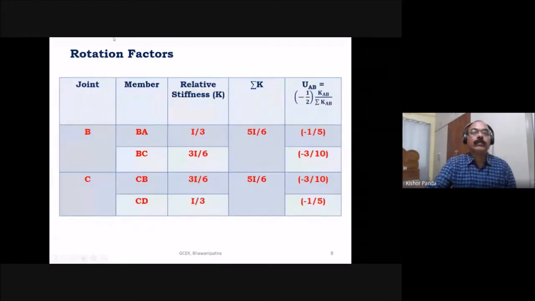Then find the rotation factors. The rotation factor can be found using a tabular form. First write the joint, then the member, then the relative stiffness of the member, then the relative stiffness of the joint, then the rotation factor. The first column is joint, second column member, third column relative stiffness of the member, fourth column relative stiffness of the joint, and fifth column rotation factor. There are two joints: one is B and the other is C.